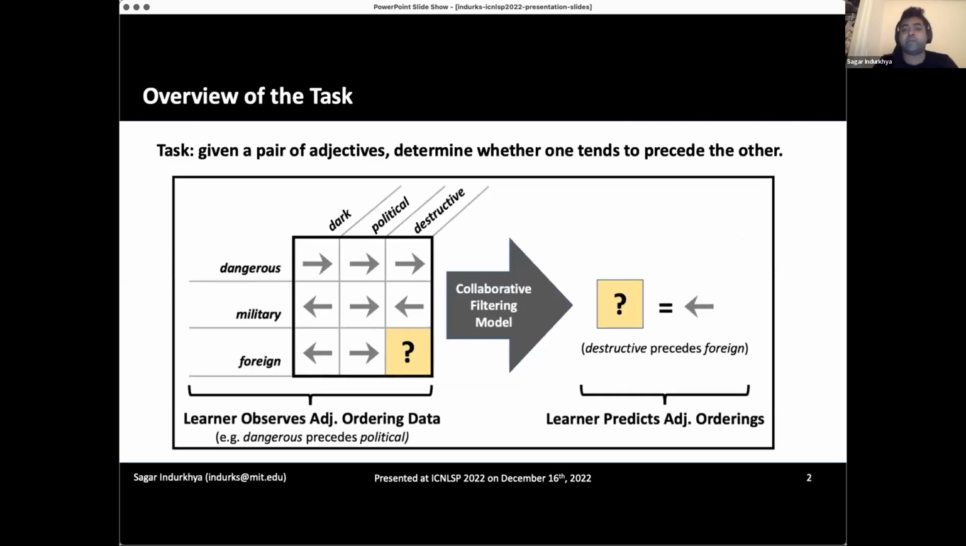So first, I'd like to give you just a high-level overview of the task. What is the problem I'm aiming to solve? The idea is that we will oftentimes see adjectives appear in pairs, right? For example, you may say that there's a dangerous political entity. You wouldn't typically say there's a political dangerous entity.